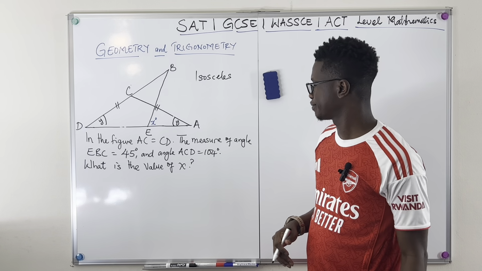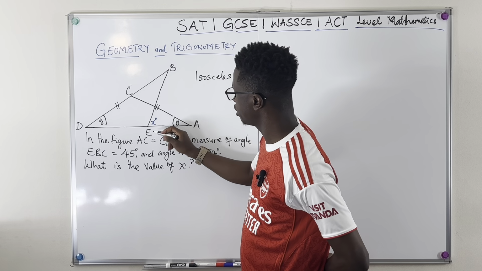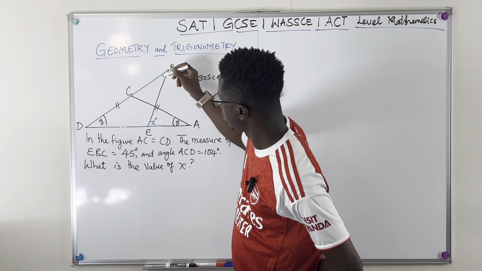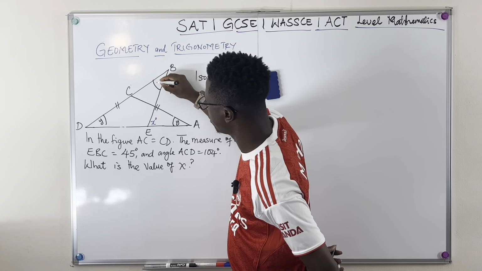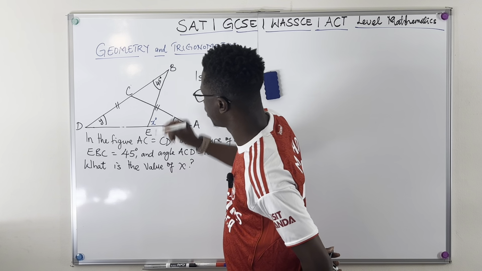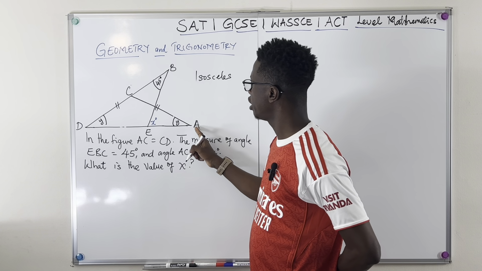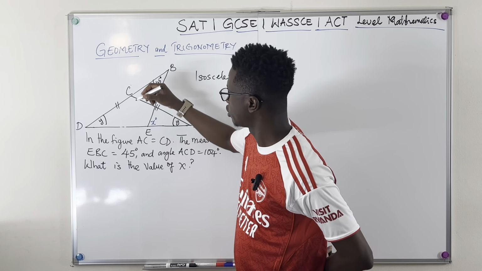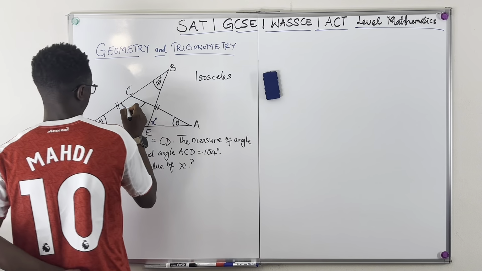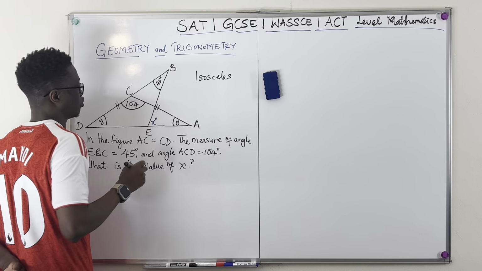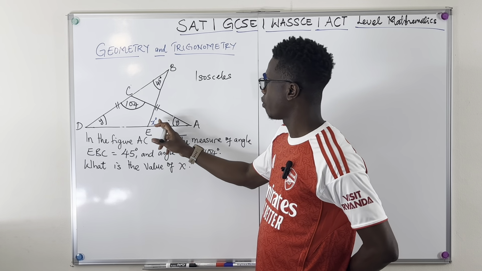Now, once you know that, it says the measure of the angle EBC. The middle letter has the angle, which is 45 degrees. So this is 45 degrees. And the angle ACD is 104. ACD is 104, so this angle here is 104. What is the value of x? Or what is this x?